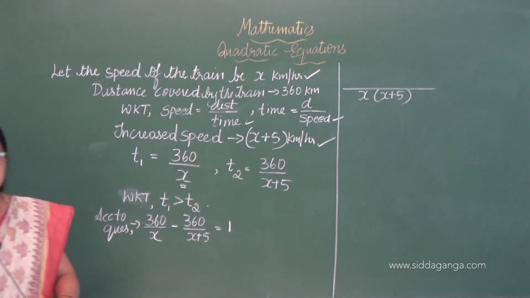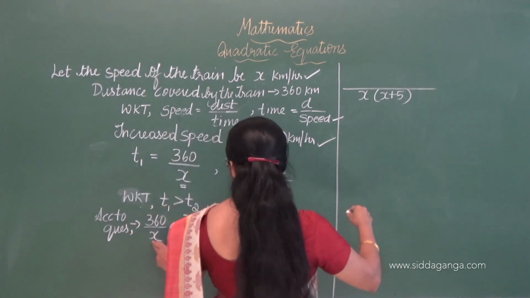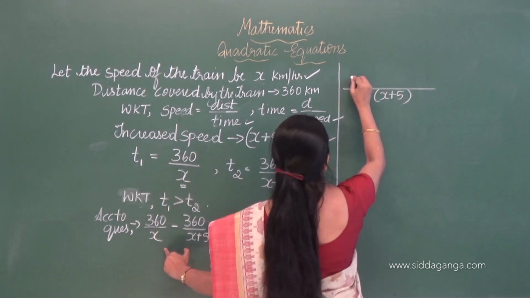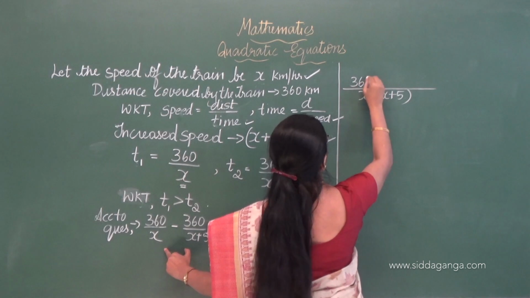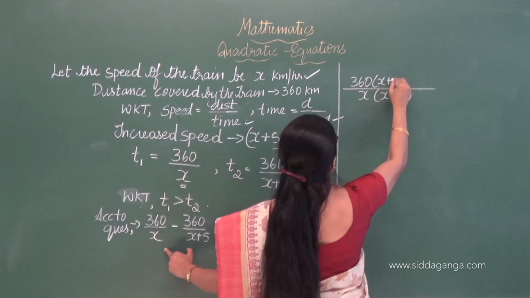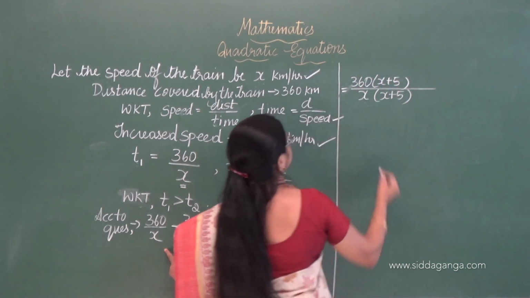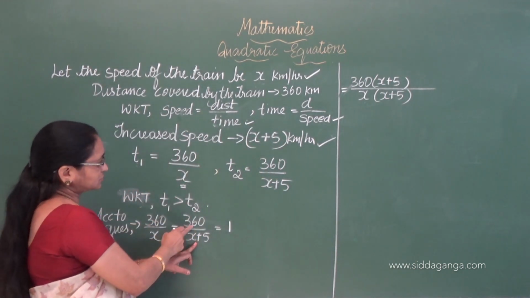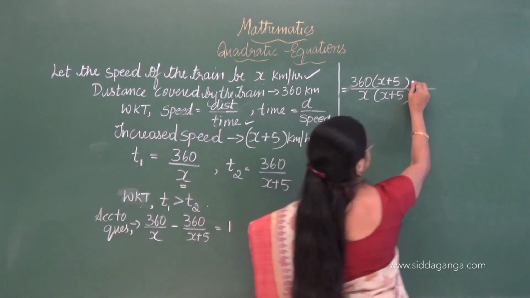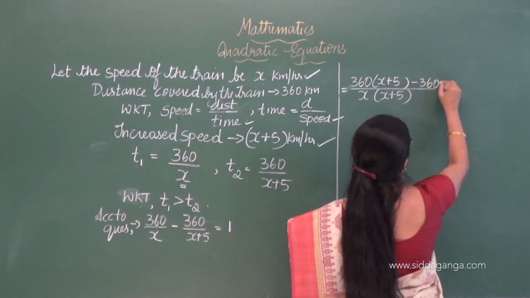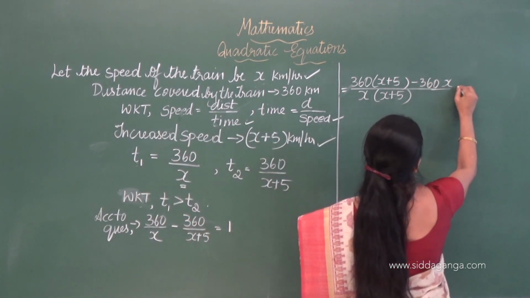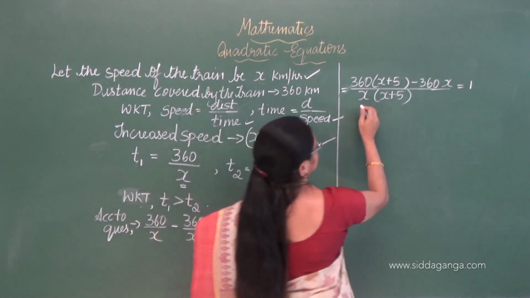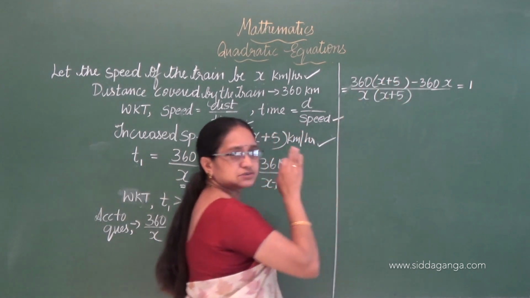Now this is the LCM, x and x plus y. Now x is there, now x plus y. So 360 into x plus 5 equals... Okay, I am continuing this problem. Now x plus 5 is there. So 360 into x, which is equal to 1. Now cross multiply and try to simplify it.